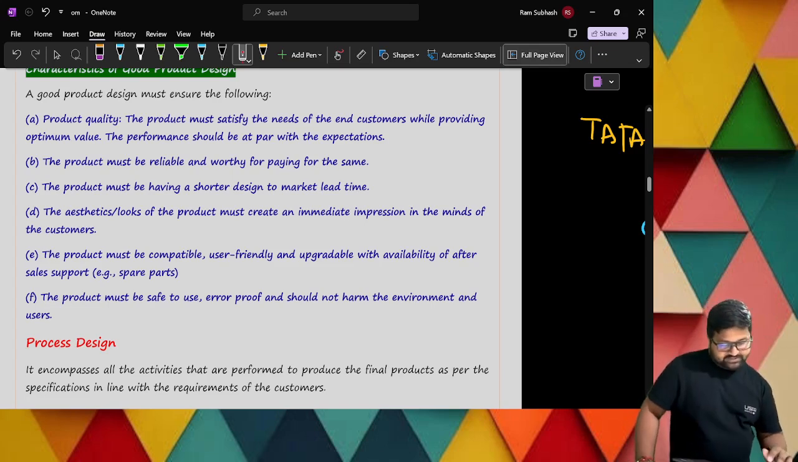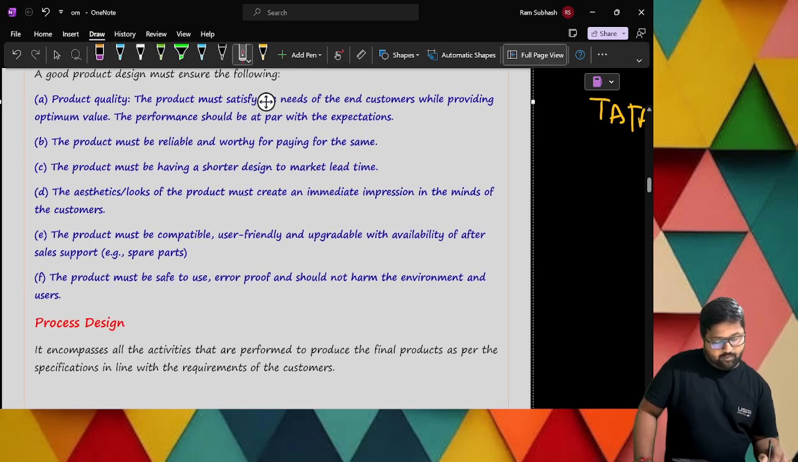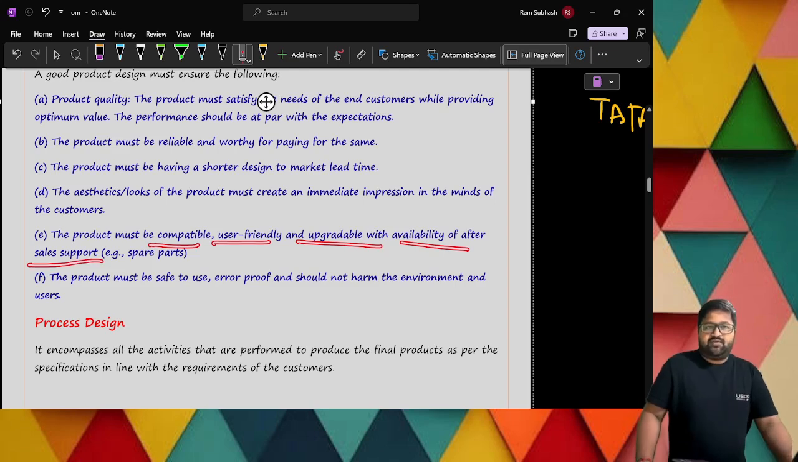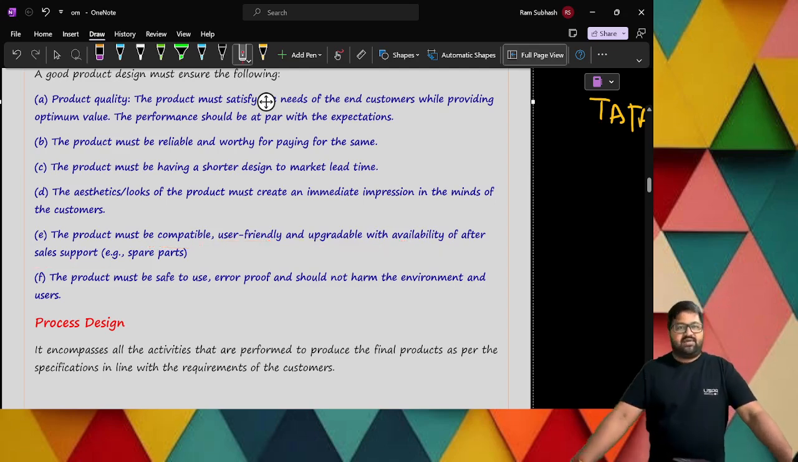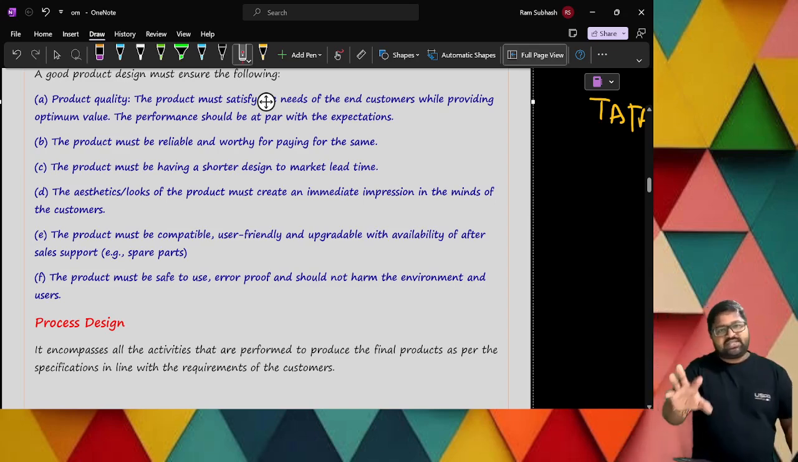Next, the product must be compatible, user friendly, and upgradable, with availability of after sales support. For example, I have a Java bike as of now. The issue with it is that the service centers are not available in my town, because Java is only recently becoming popular. I thought to go for that, but the service center is not in my town. I have to go to the nearby town. So is the sales support available to me?